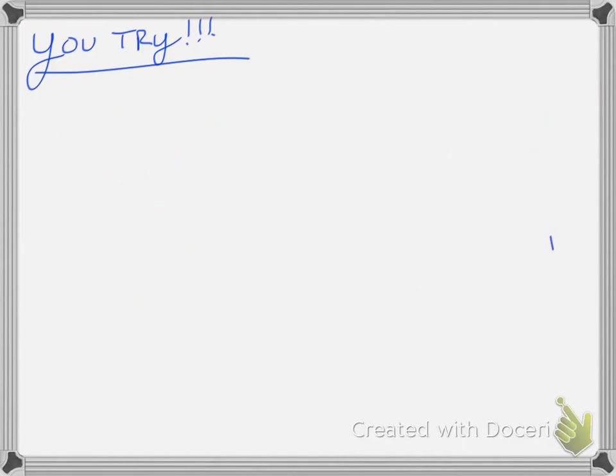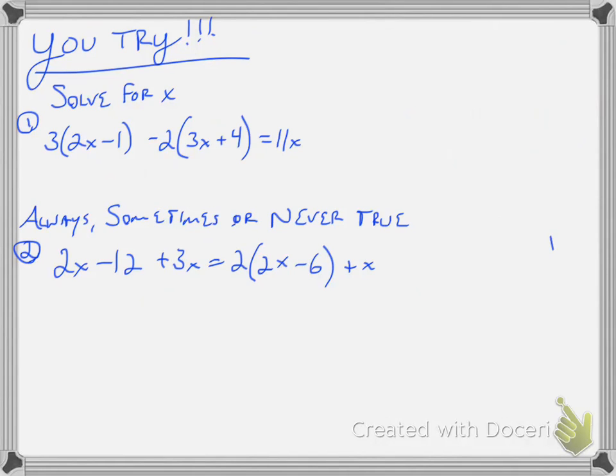Okay, at the end of the notes I give you some you-try problems, which you're going to try on your own, and come to class and we'll go over the answers, and if you have any questions we can fix those and discuss any problems with that. So this first one is solve for x. Do what you learned in the previous questions and solve for x. The second one is determine whether it's always true, sometimes true, or never true.